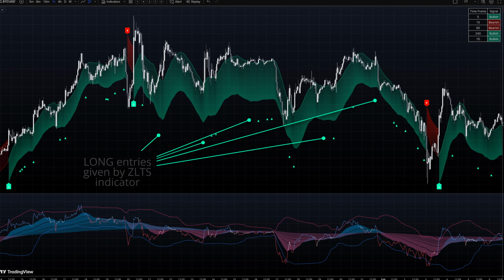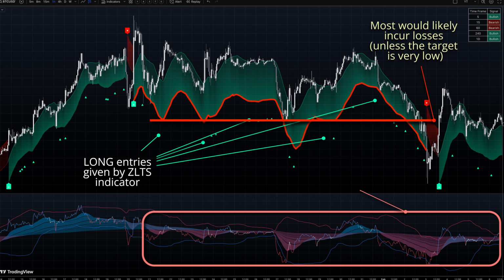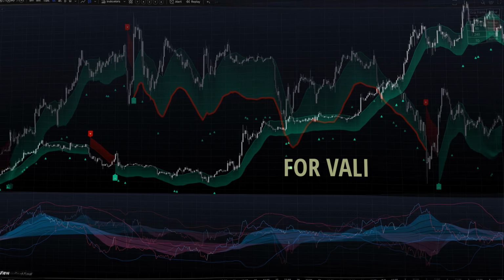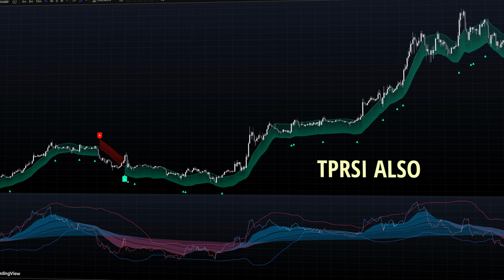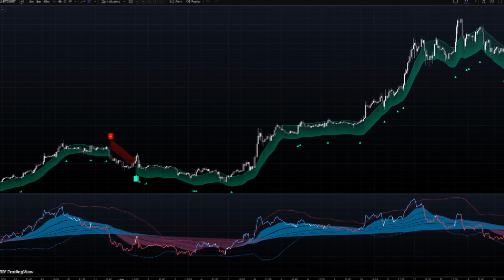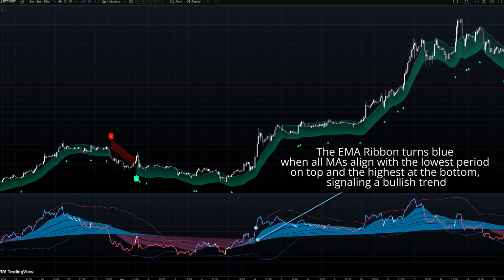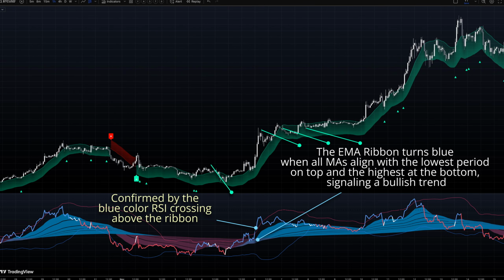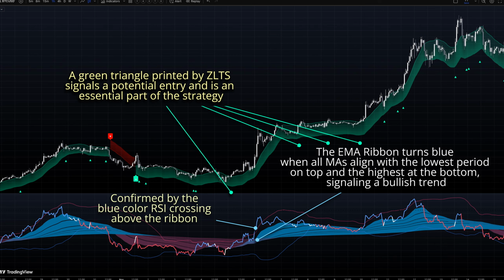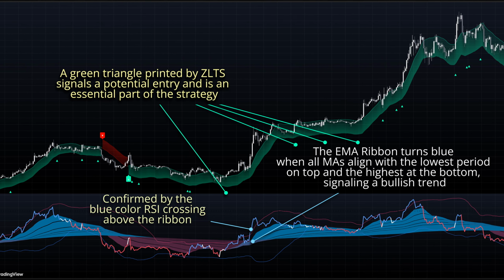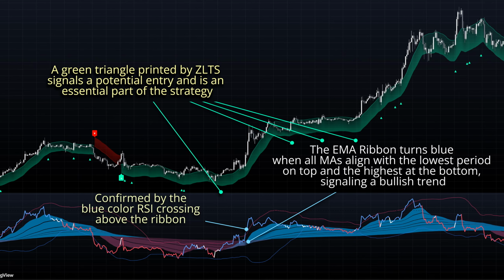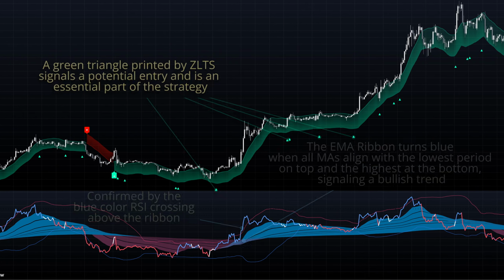If you'd take a long entry here, for example, you'd be stopped out. That's why we need signals confirmed by the TP RSI. For valid entry signals, wait until TP RSI also flips bullish, meaning the EMA ribbon must turn blue, and the RSI must also be blue and close outside the ribbon. So you need a blue ribbon, blue RSI, and a long entry signal by AlgoAlpha simultaneously.